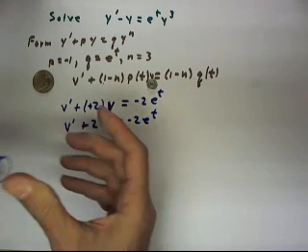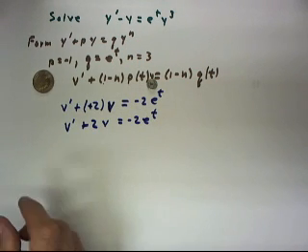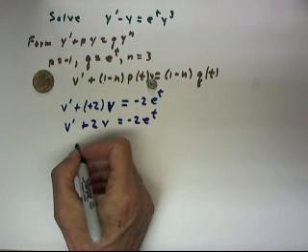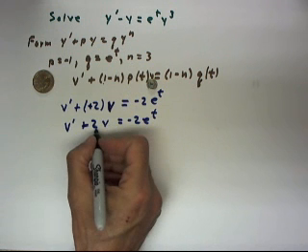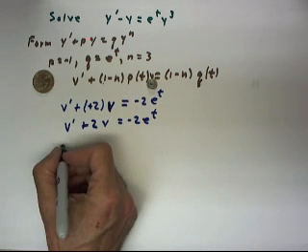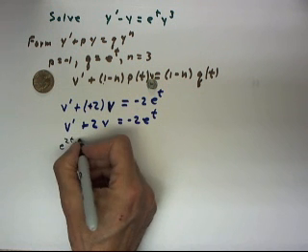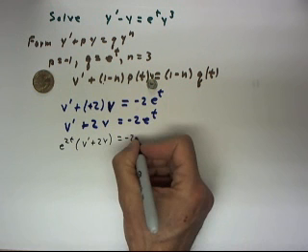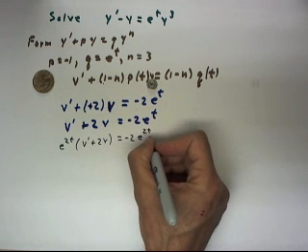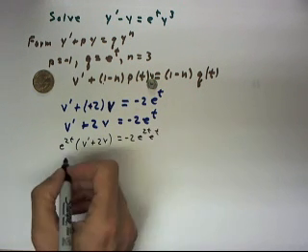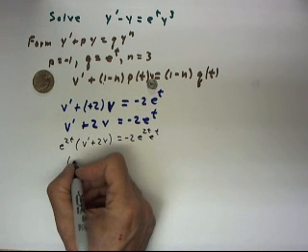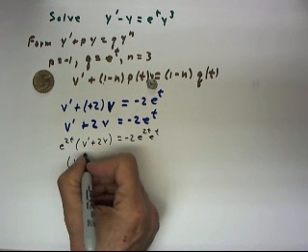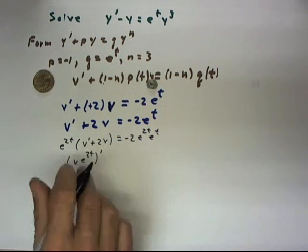We solve the equation as a linear non-homogeneous equation. Our integrating factor is going to be e to the 2t. So we're going to have e to the 2t multiplied by v prime plus 2v equals negative 2e to the 2t times e to the t, giving us v e to the 2t prime on the left-hand side.